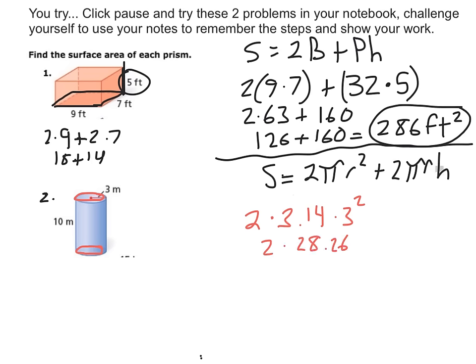28.26 times 2 is 56.5, or 56.52. I'm going to add to that 2 pi r h. So I'm going to do 2 pi times 3 times the height, and the height is 10. So again, I'm going to use the calculator. 2 times 3.14 times 3 times 10 is 188.4.